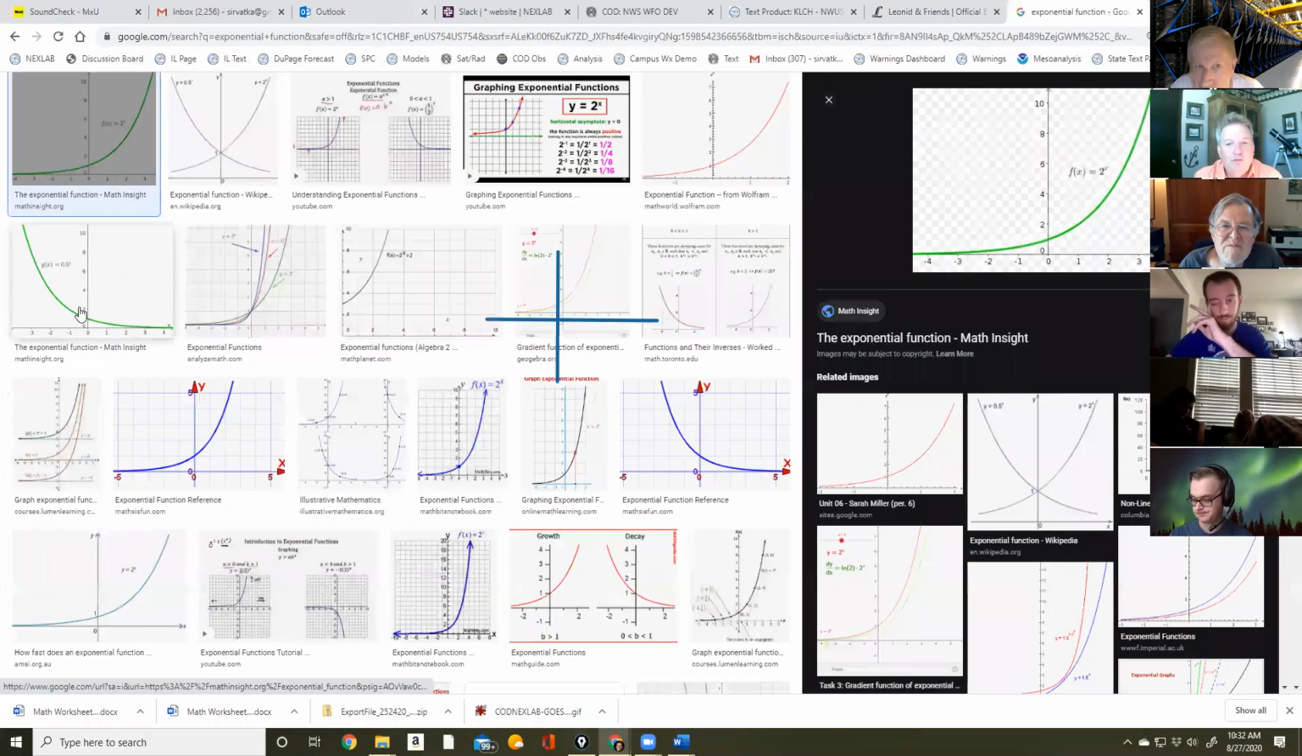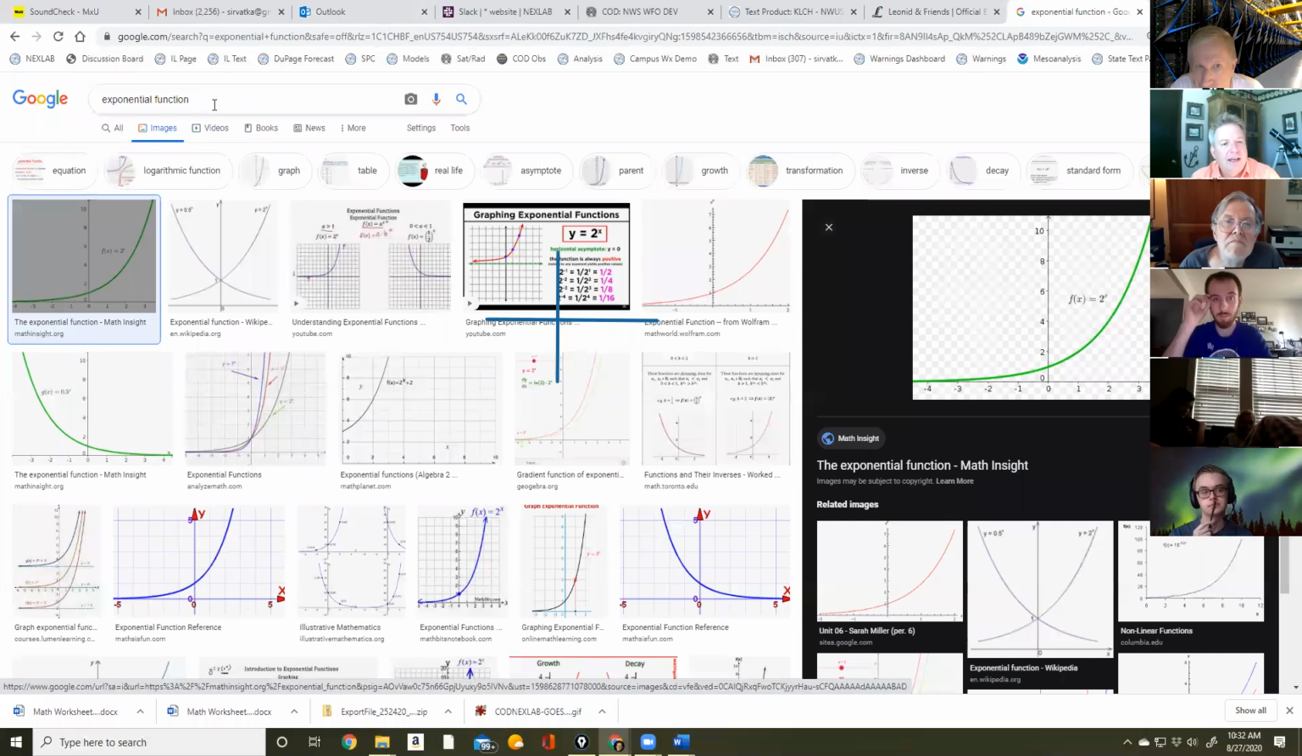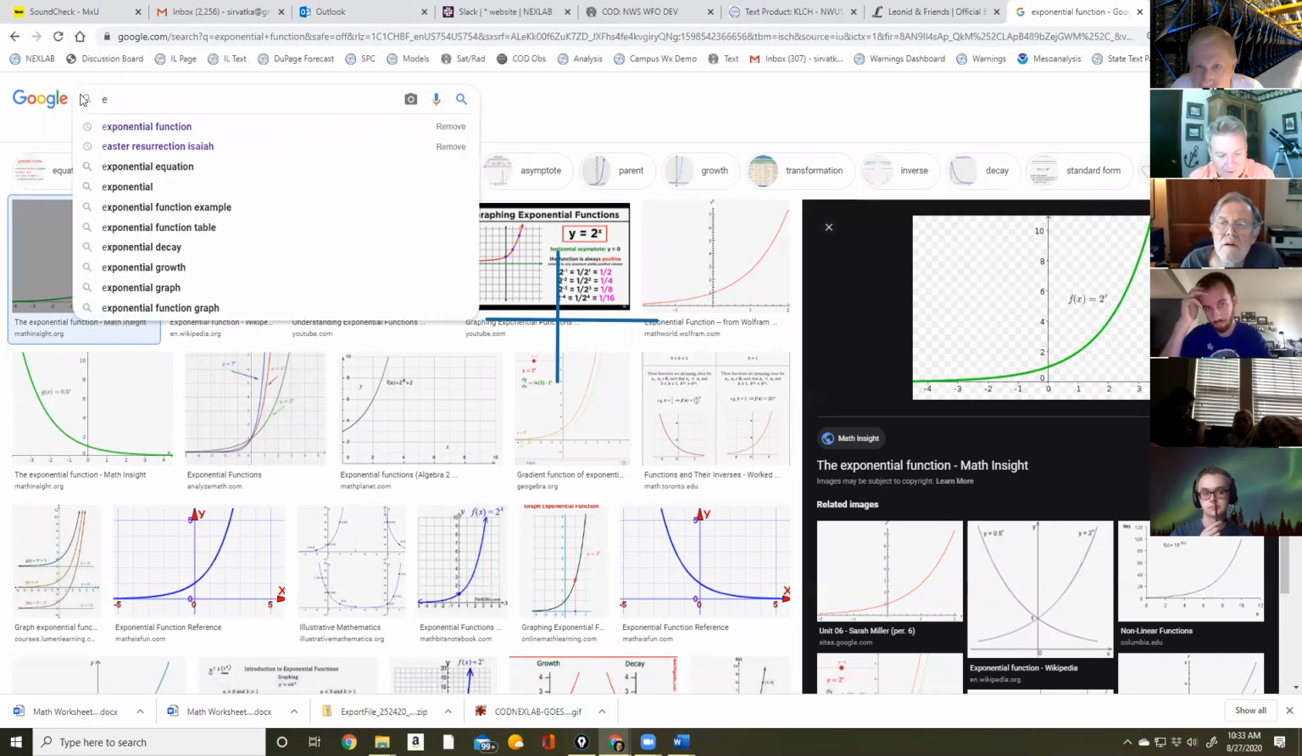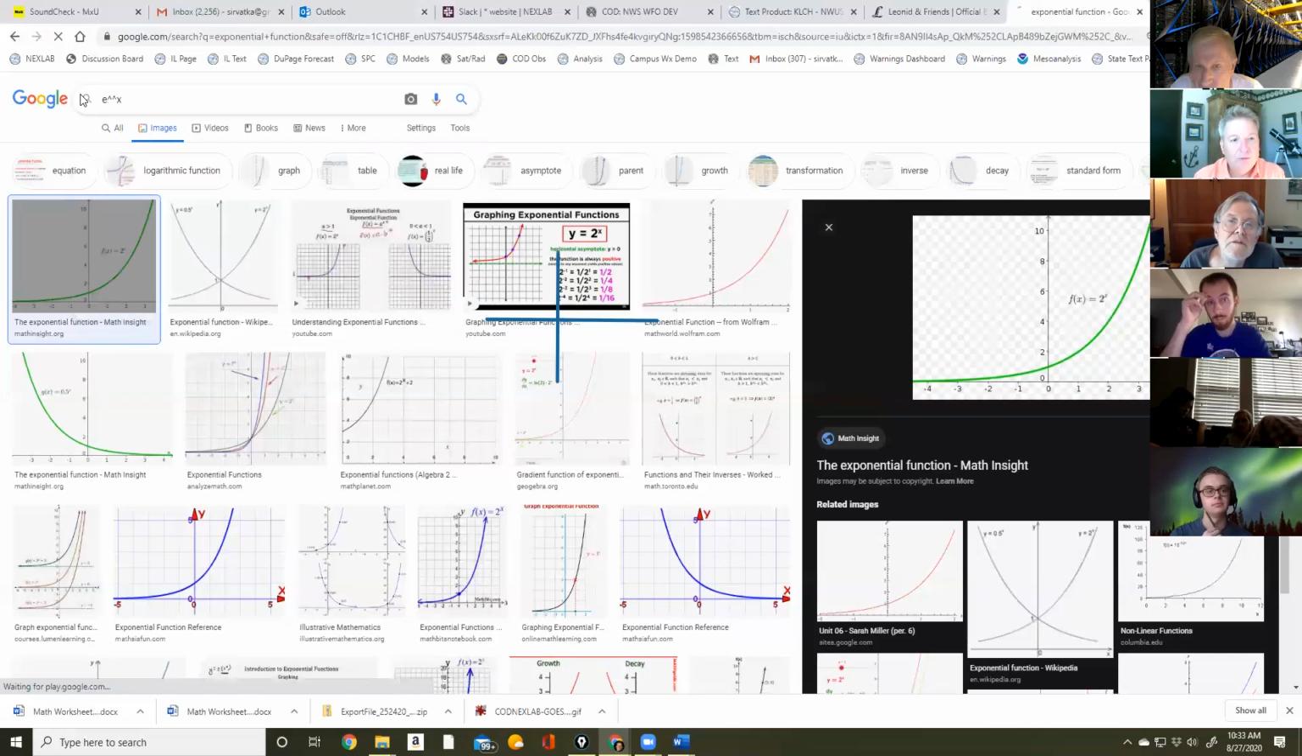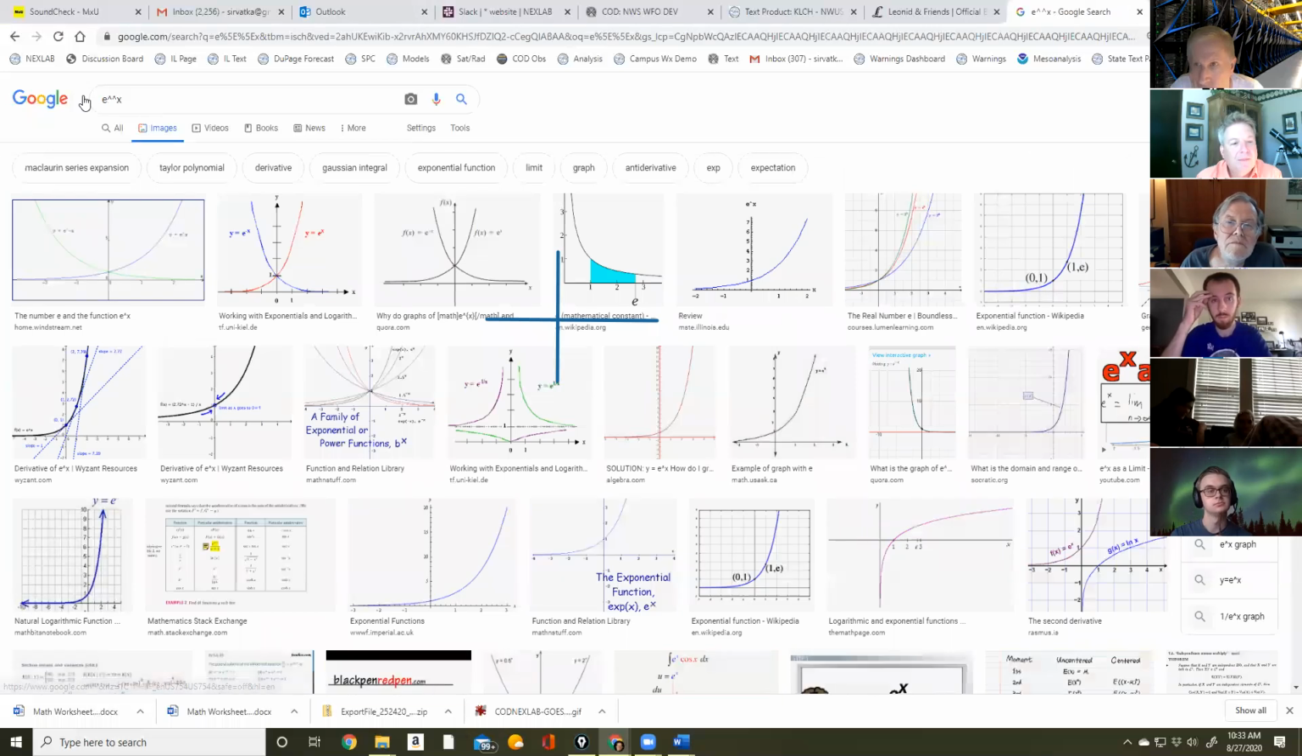And is this what you wrote in here? No, that's 2 to the x. Where's e to the x? Actually, can't you do this? E. I think I can just do that in here. And you get the exponential function.